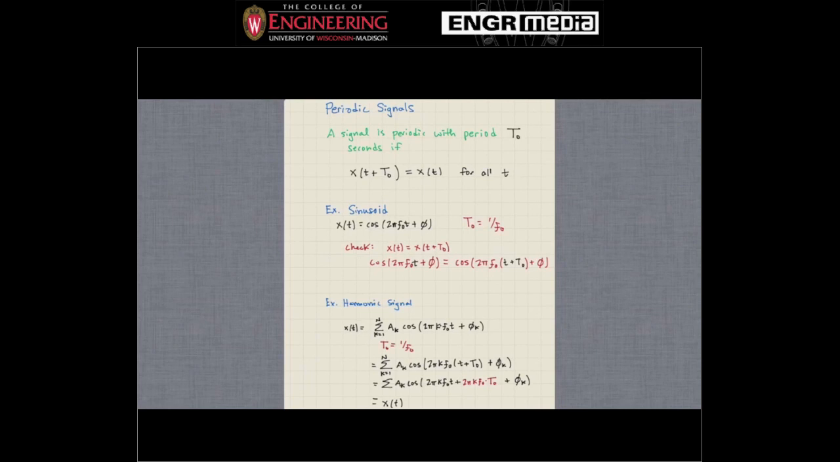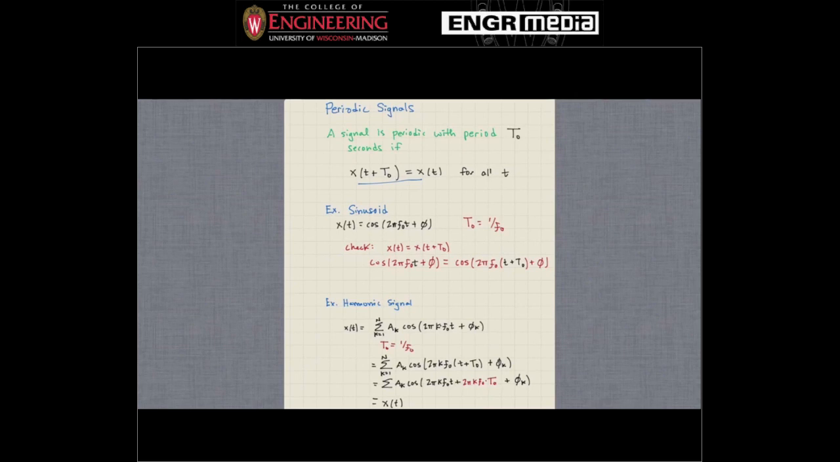So for the rest of this lecture, I want to talk about precisely what it means for a signal to be periodic. From a mathematical perspective, we say a signal is periodic with period T0 if we can write the signal x(t) as being equal to the same signal evaluated at t plus T0. That has to hold not just for one t, but for all t.